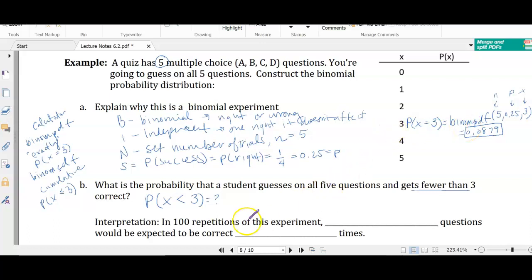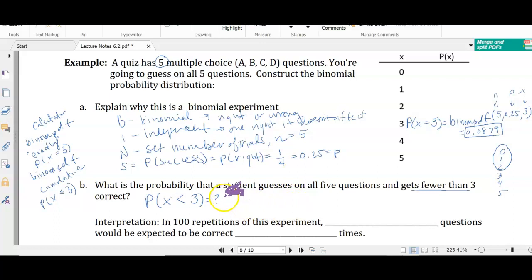So now we have to think about how we can utilize these two functions, which are the only two functions that we have, to make it what we want it to be. Okay, so let's think about what it means to be fewer than 3. We can get 0 correct, 1 correct, 2 correct, 3 correct, 4 correct, or all 5 correct. Being fewer than 3 correct would be getting 2, 1, or 0 correct.